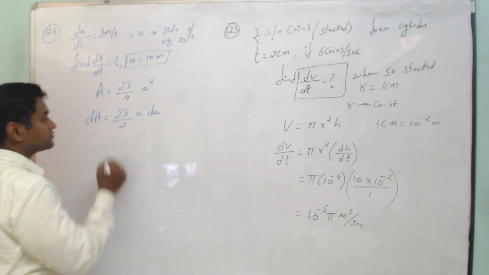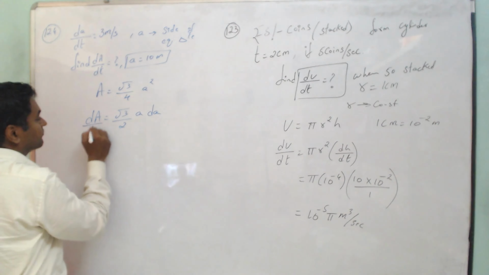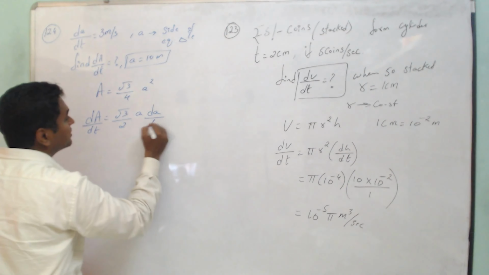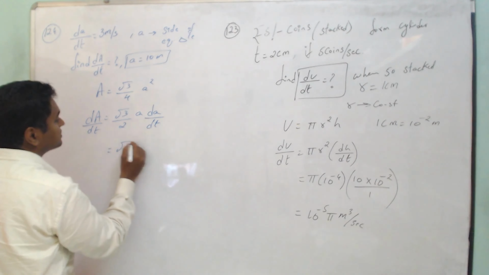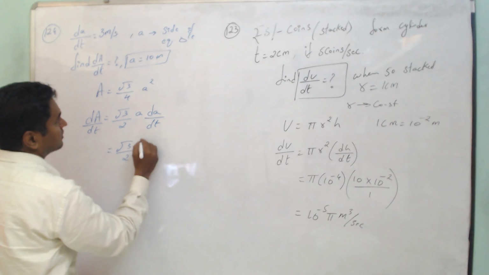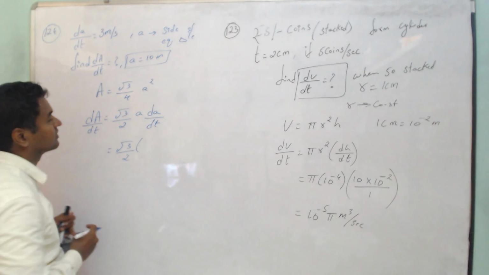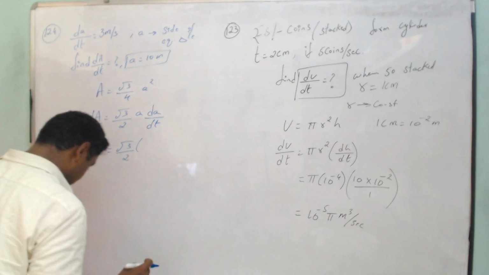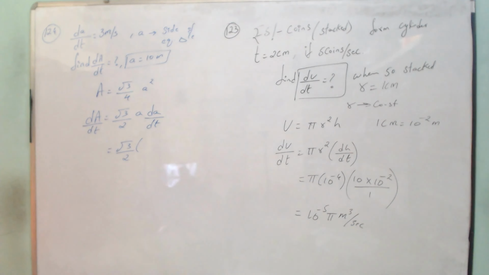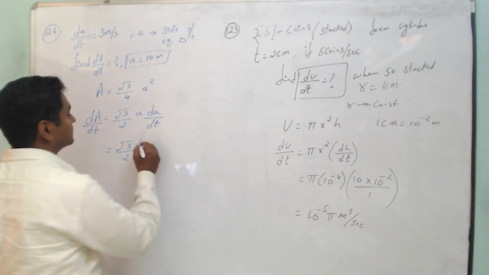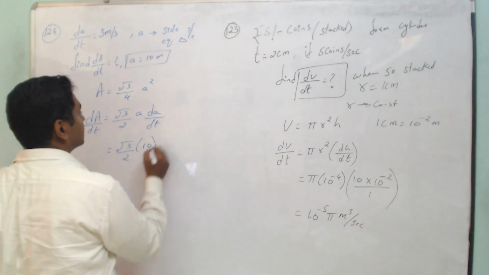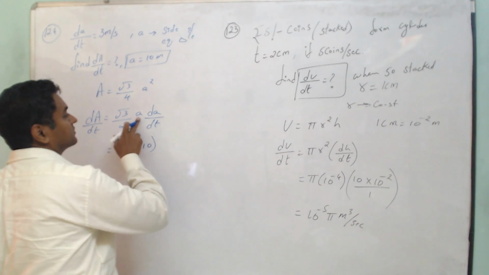Now you calculate the rate. So dA by dt. Just divide this by dt. And the next step is? Root 3 by 2a dA by dt. dA by dt is 3. So 3 root 3 by 2a is the dA by dt.